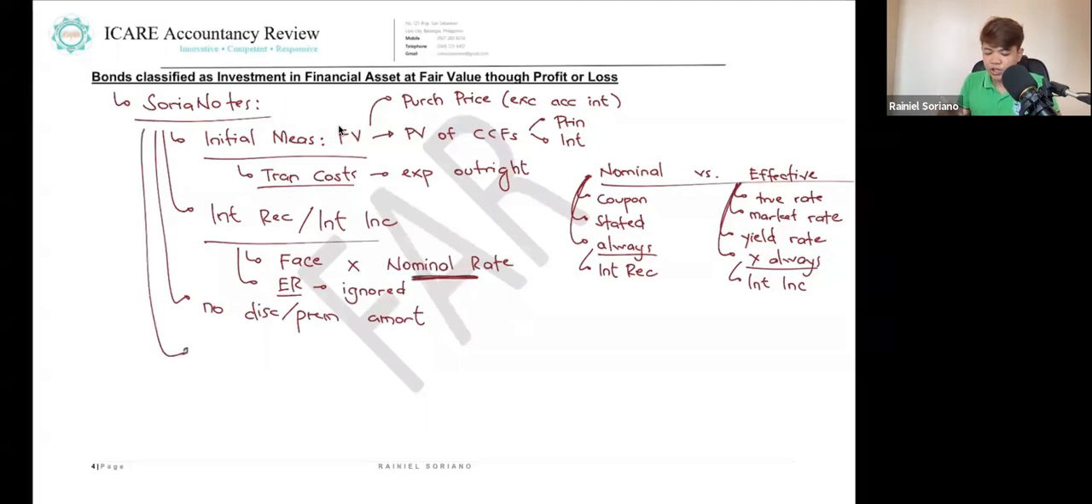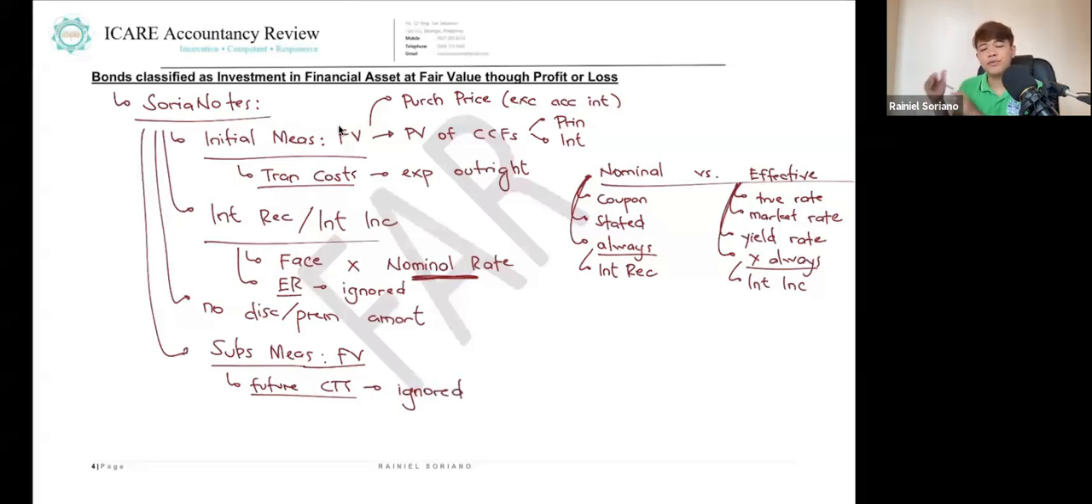Next, the next notes will be the subsequent measurement. So what will be the subsequent measurement of this investment? Subsequent measurement will also be at fair value. Again, we are still at fair value here. Future cost to sell, just in case you sell it, will just be ignored. So if you see in a problem a future cost to sell or future transaction cost, just ignore it. We will not include it in our computation. Then last but not least, changes in economics.